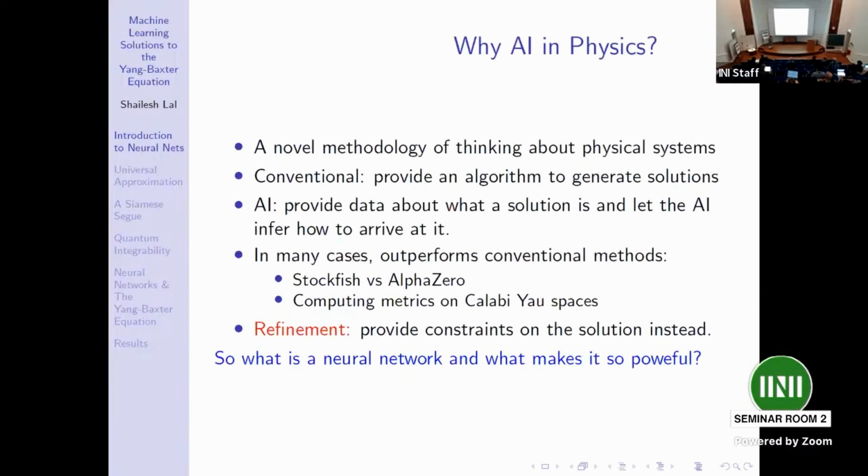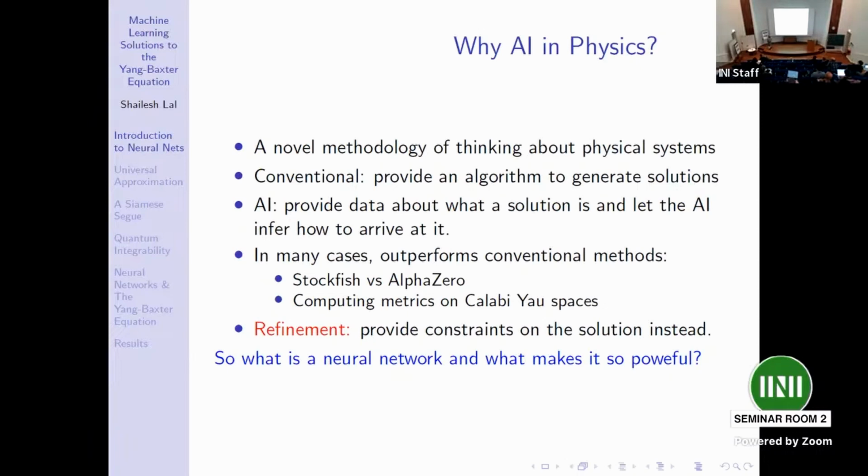So why artificial intelligence in physics? There's an idea that AI or machine learning or data science requires data by construction. And usually the question is that, well, data is the very thing we are after. So how do we use machine learning in the absence of data? What are the interesting problems one might solve? Essentially the idea is that it's really a novel methodology of thinking about a system.